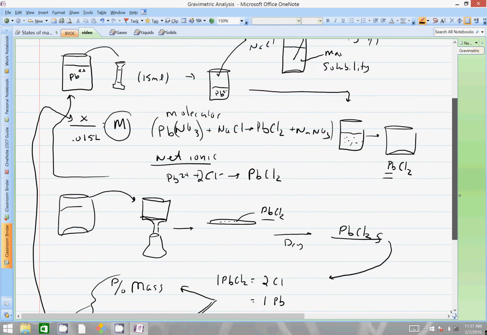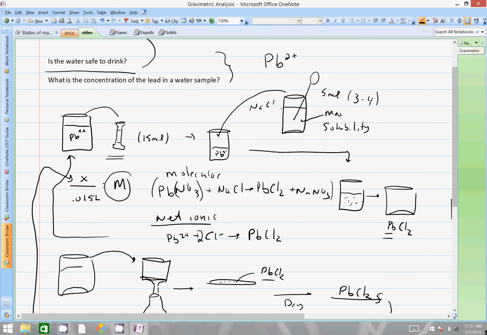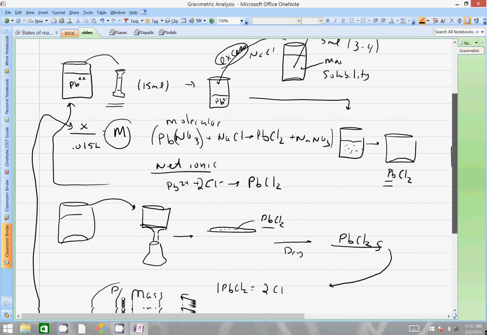A couple things. Again, a reminder, you will very accurately measure out your lead sample, probably do 2 of them, adding in the concentrated NaCl. Of course, we don't really care what the concentration of it is. This is the excess reactant. Okay. Other than that, that's about it.